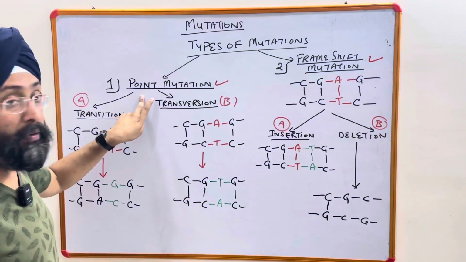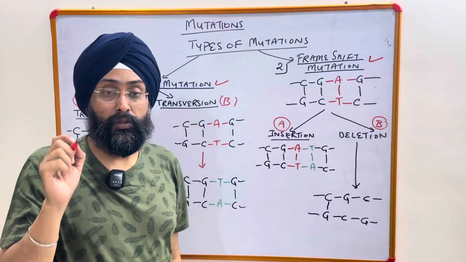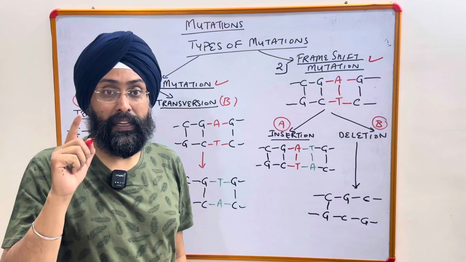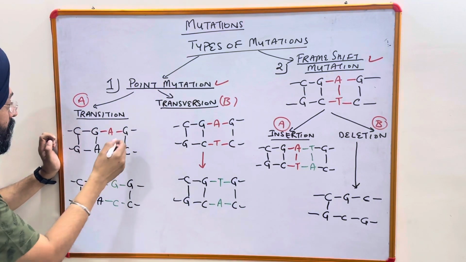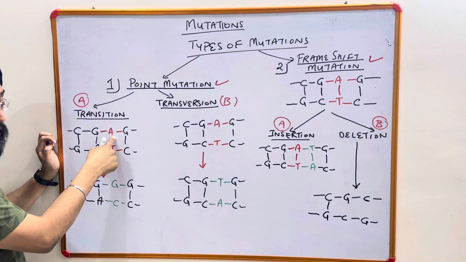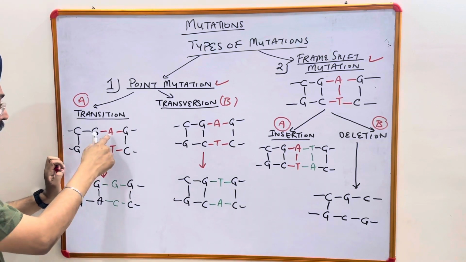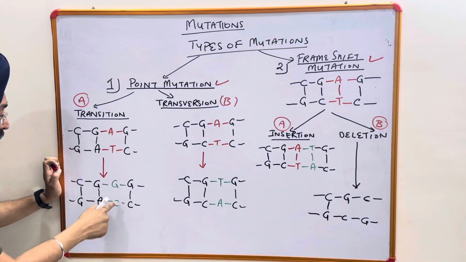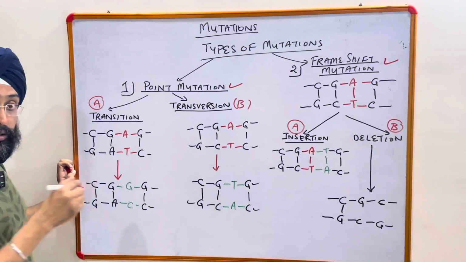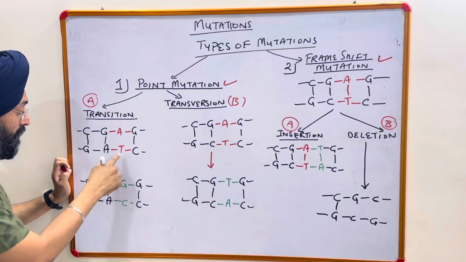Now to start with point mutation proper, in point mutation you replace purine with purine or pyrimidine with pyrimidine, right? And there is single base alteration, right? So in transition, we have A and T here, adenine and thymine. Adenine is purine and thymine is pyrimidine, right? So here A is replaced with G and T is replaced with C, right? So adenine is replaced with G, so purine is replaced with purine, right? And thymine is pyrimidine and it is replaced with pyrimidine.